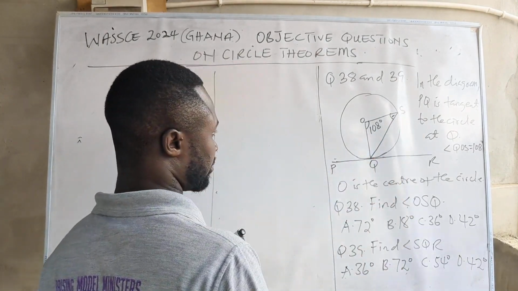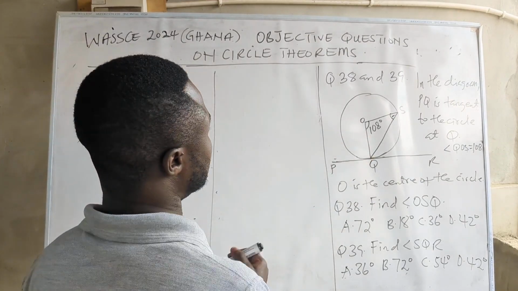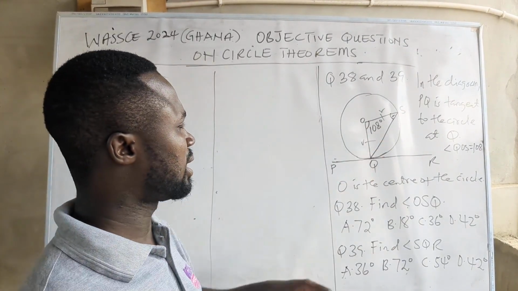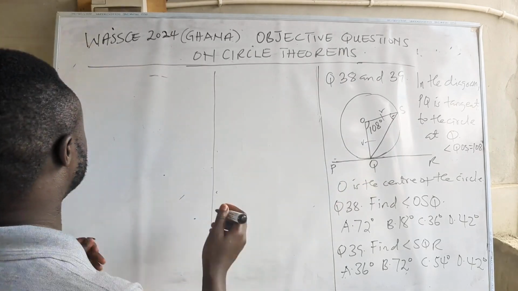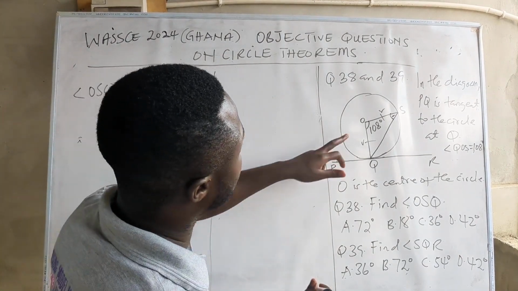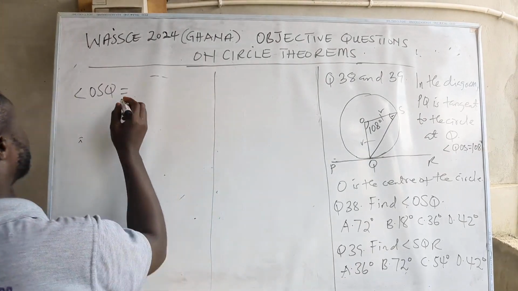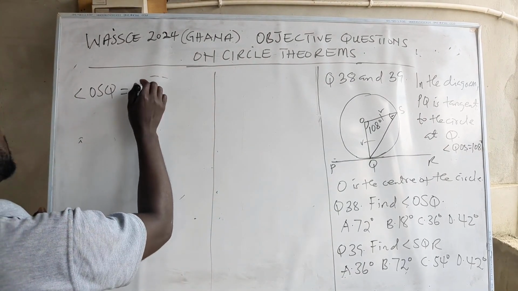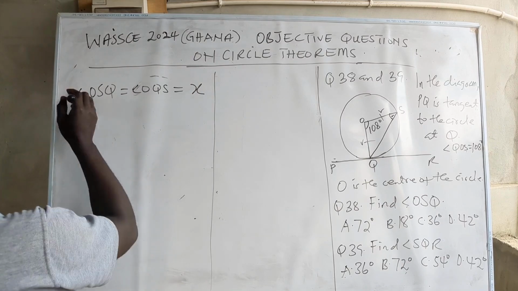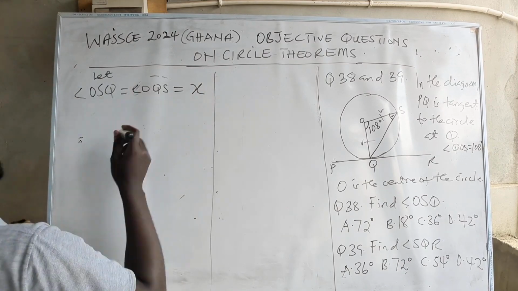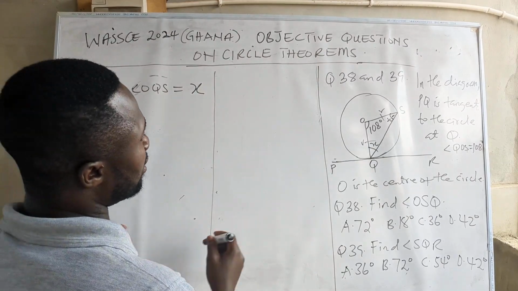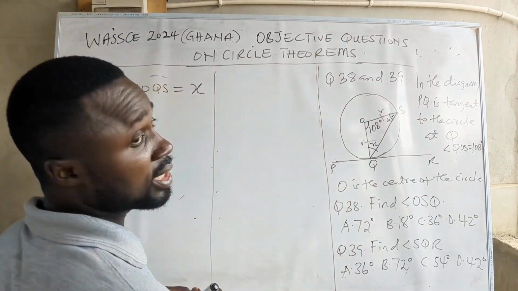OSQ. This angle. Okay, so since O is the center, then this side is the same radius. So this is isosceles. So it means that angle OSQ is the same as angle OQS. Let's say angle OQS is X. Since they are the same, let the two angles be X, so if here is X, here is also X. Then X plus 108 is equal to 180.